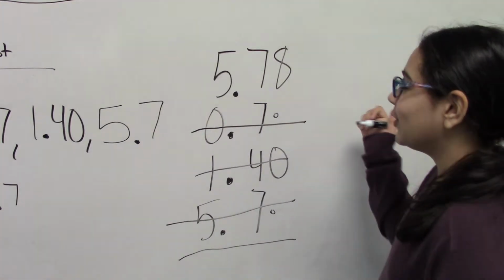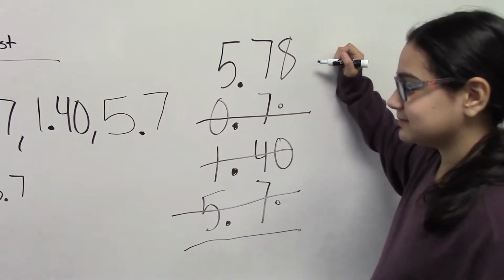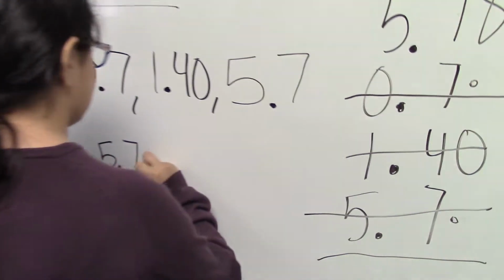Well, you see, our only decimal left is 5.78. So that will be our largest decimal.